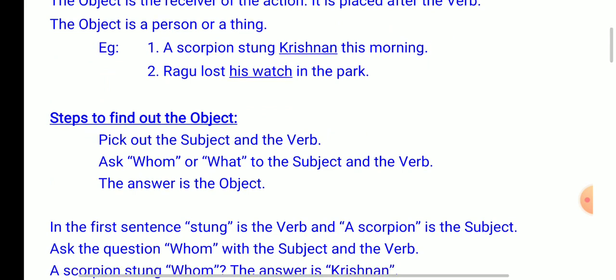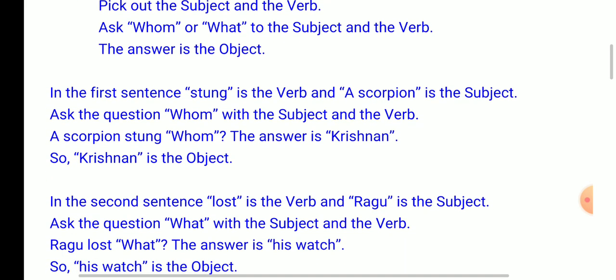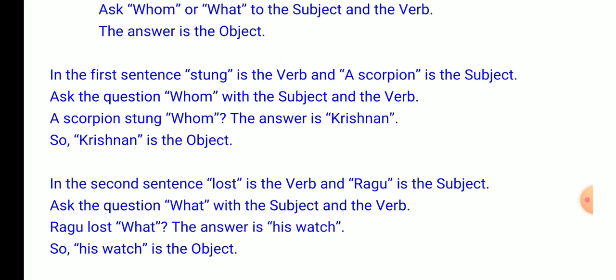In the second sentence, Raghu lost his watch in the park. Lost is the verb and Raghu is the subject. Ask the question what with the subject and the verb. Raghu lost what? The answer is his watch. Hence, his watch is the object.